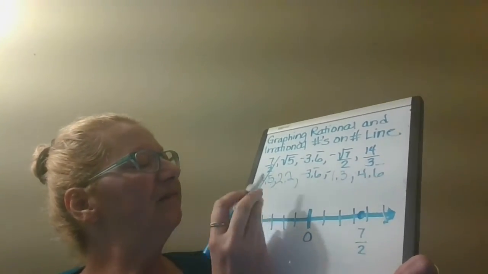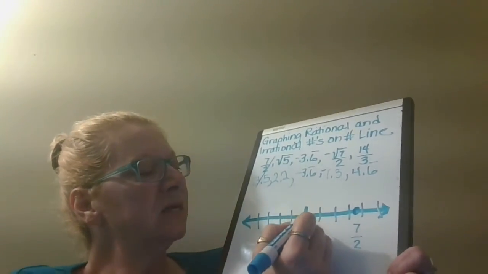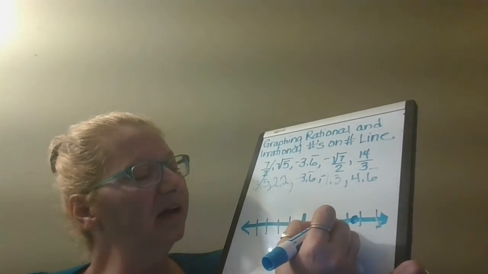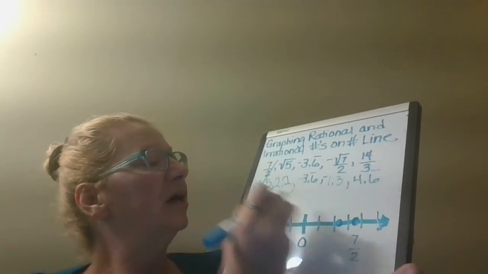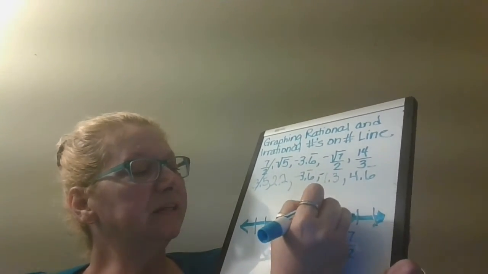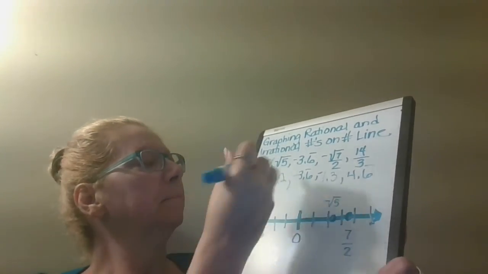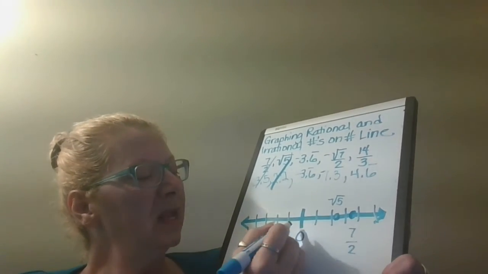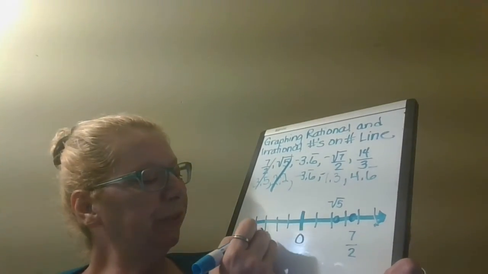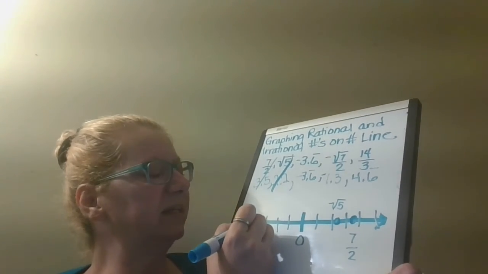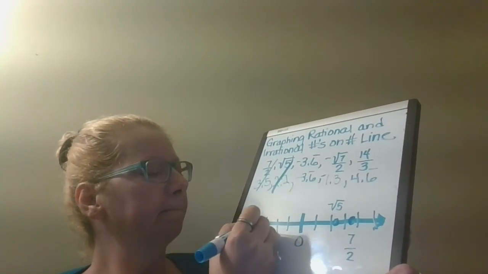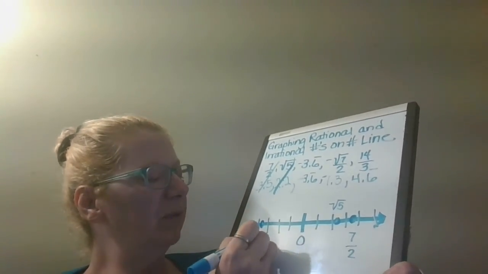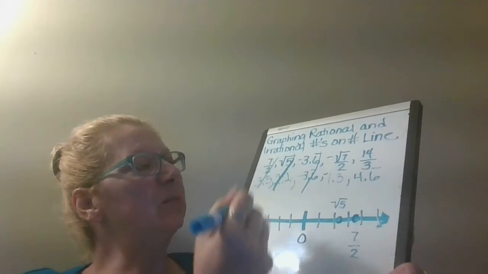Now we've got square root of 5, which simplified to 2.2. So we're going to go to 1, 2, and then closer to the front, but between 2 and 3, we're going to put our 2.2, which is actually the square root of 5. So we're done with that one. Now we've got negative 3.6 repeating. So we're going to count 1, 2, 3 on our negative side, and then go just a little bit past the half mark, which gives us negative 3.6 repeating. We're done with this one.